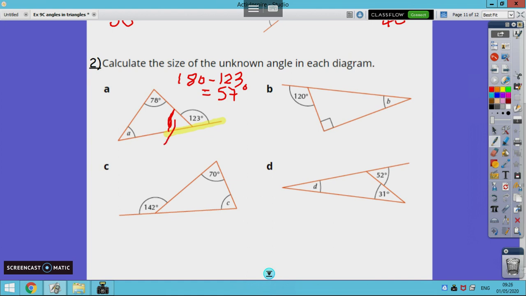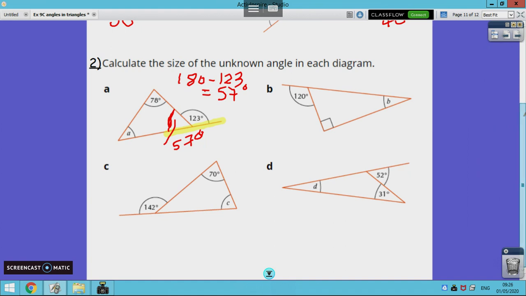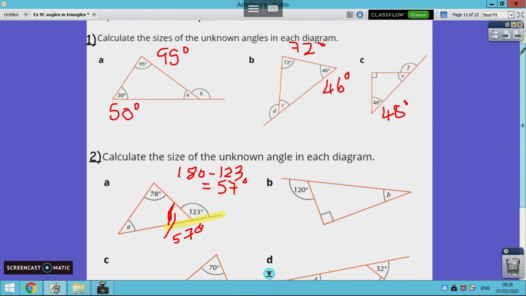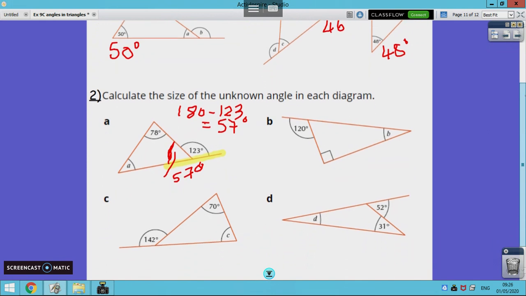So if we know that this one is 57 degrees, we can find A by using the fact that the angles now add up to 180 degrees. So you would ignore that 123 degrees on the outside and you would just use 180 minus 78 minus 57 to get you angle A, okay? Right, so I think you've got 7 questions there to do in total. So question 1 has 3, question 2 has 4.